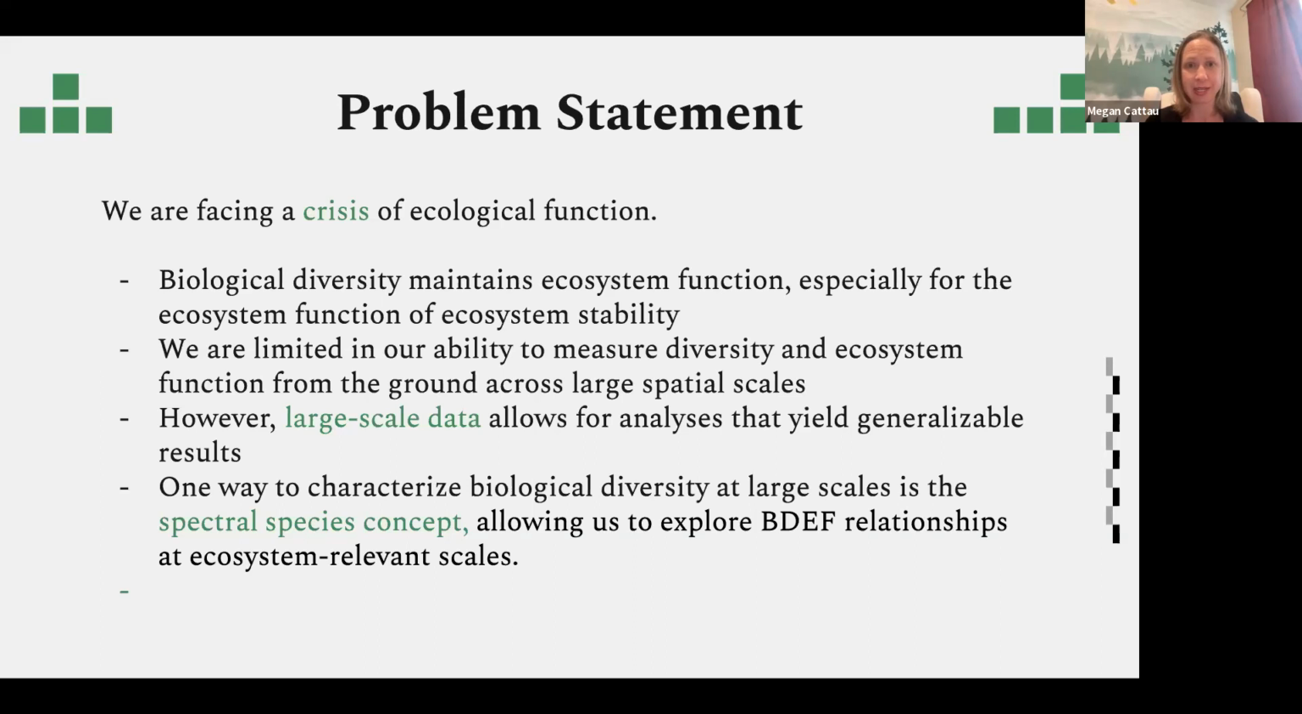But data derived from satellites, including spectral information and structural information, are spatially extensive, which allows for analyses that yield generalizable results given sufficient compute power. So one way to categorize biological diversity at large scales is the spectral species concept, where species categories or clusters or classes are defined by spectra rather than more traditional methods like taxonomic or phylogenetic diversity, in which species are defined in part by their genetic relationships. So using a spectral species concept will allow us to explore this biodiversity ecosystem function relationship at ecosystem relevant scales. Next slide, and Vasuki.